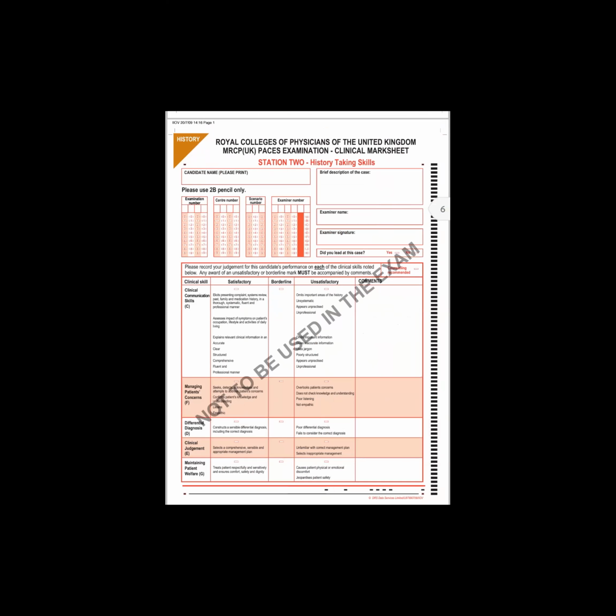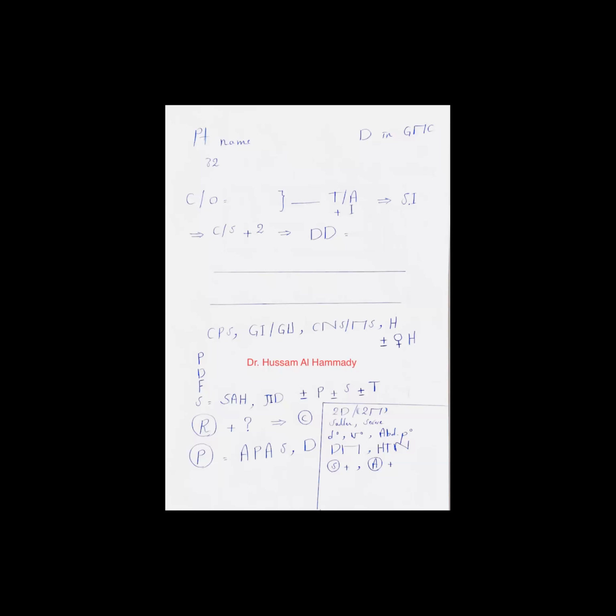Total score for station 2 is 20. Okay, so how are you going to prepare for station 2? By the way, we did not mention the timing. For station 2, it is a total of 20 minutes.